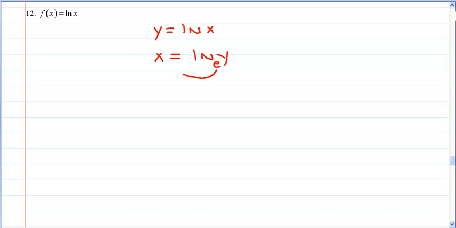So I take my base and raise it to my answer, and I get e to the x. It is equal to the argument, which is y. So my equation is y equals e to the x. And then all I have to do at the end is put my symbol for the inverse back in. So f inverse is equal to e to the x.